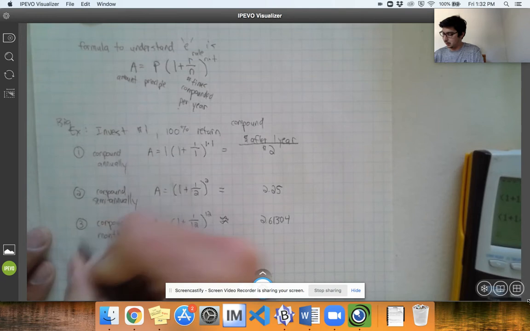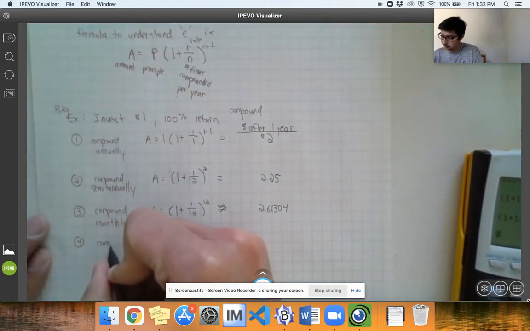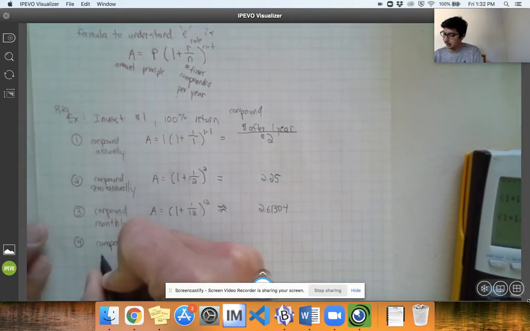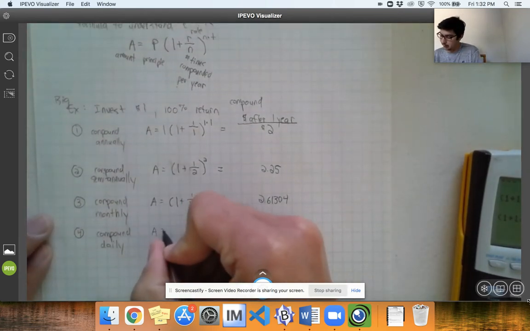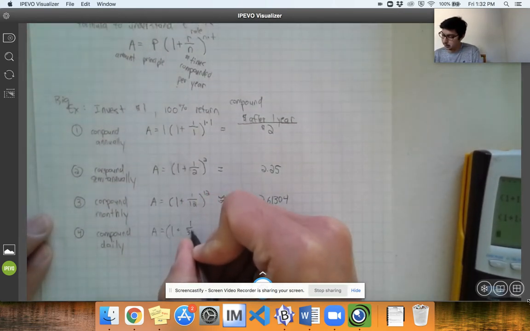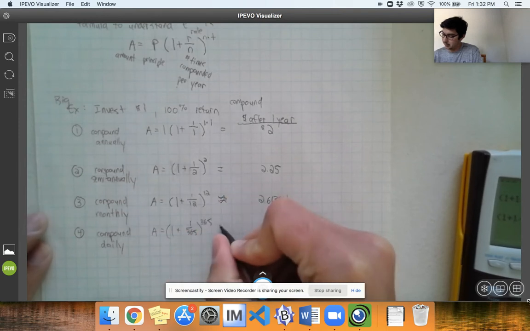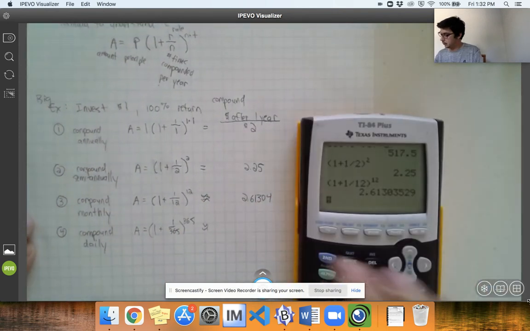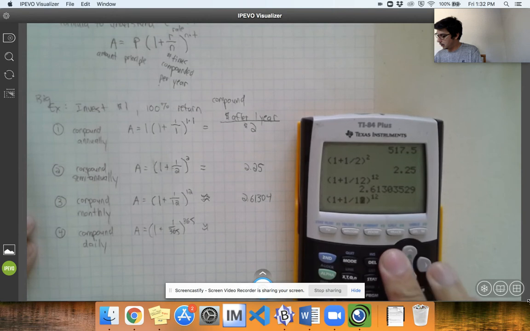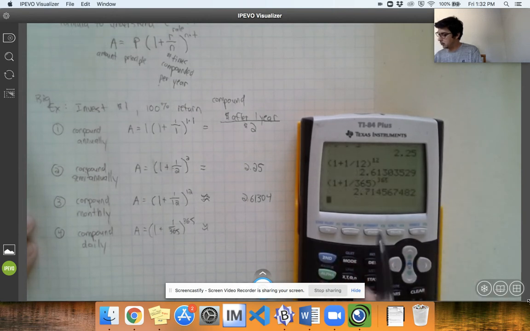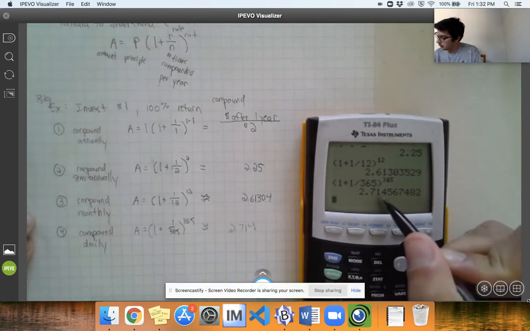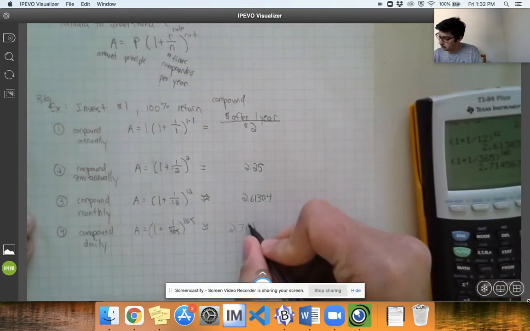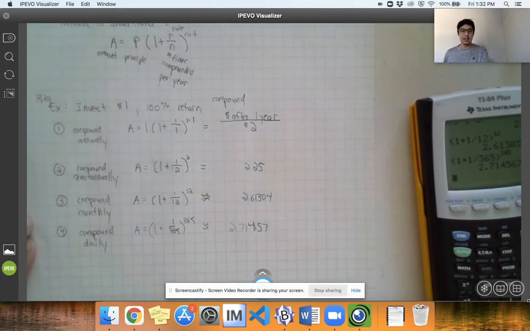Let's keep compounding. Let's compound, say, daily. Now, if I compound daily, that would be 1 plus 1 over 365 to the 365, which is approximately, if I put that in, 3, 6 instead of 5, 2.714, 57. And I'm getting more money, and that's great.